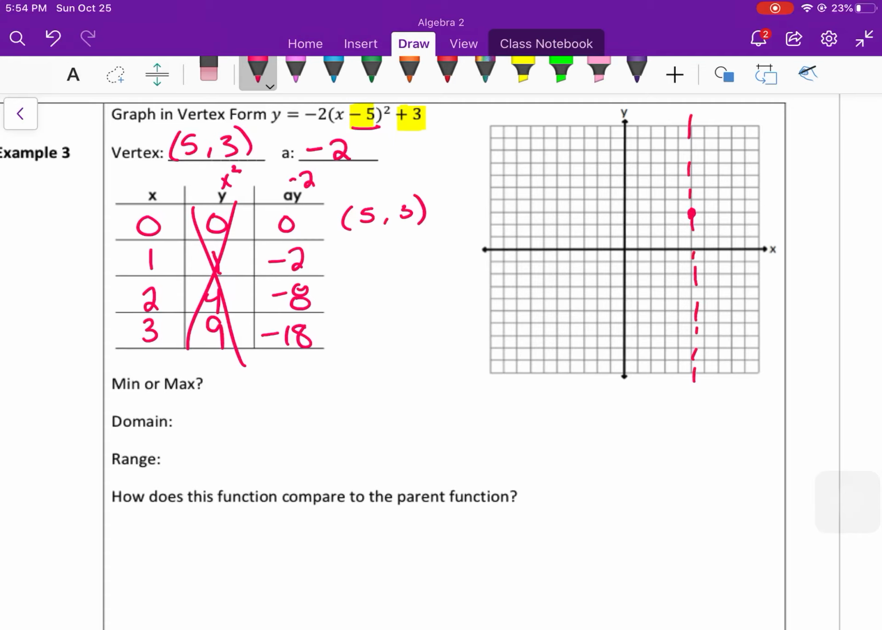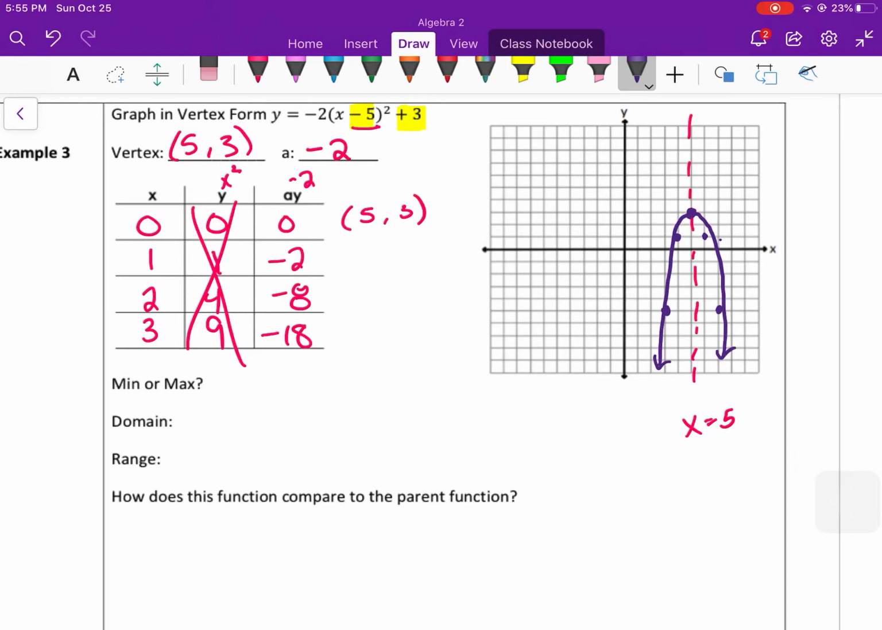And then my axis of symmetry would be this line, x equals 5, where my vertex is at 5, 3. So 1 to the right and down 2 from the vertex, reflected over. So 1 away on both sides. Go back to the vertex, to the right 2, down 8, and reflect it over. Down 18 is going to be off my graph, so these 5 points give me enough to draw my parabola.